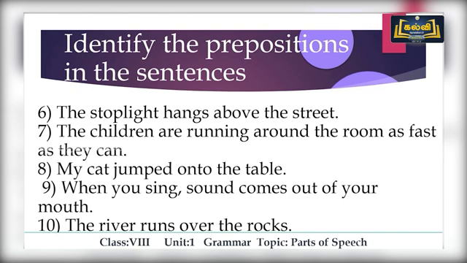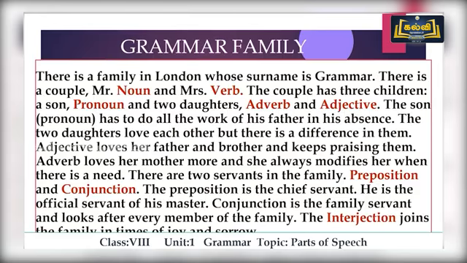The stoplight hangs above the street. The children are running around the room as fast as they can. My cat jumped onto the table. When you sing, sound comes out of your mouth. The river runs over the rocks. So the prepositions are above, around, onto, comes out, over. So now I'm going to tell you a short story to remember all the parts of speech.